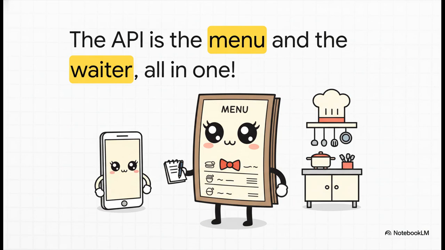How does your app actually talk to the kitchen? I mean, you can't just barge in there and start shouting your order, right? No way. You need a waiter, and you need a menu. And in the digital world, this thing called an API, it's both. It's the menu and the waiter, all rolled into one. It's the super important go-between that makes sure everything just works.